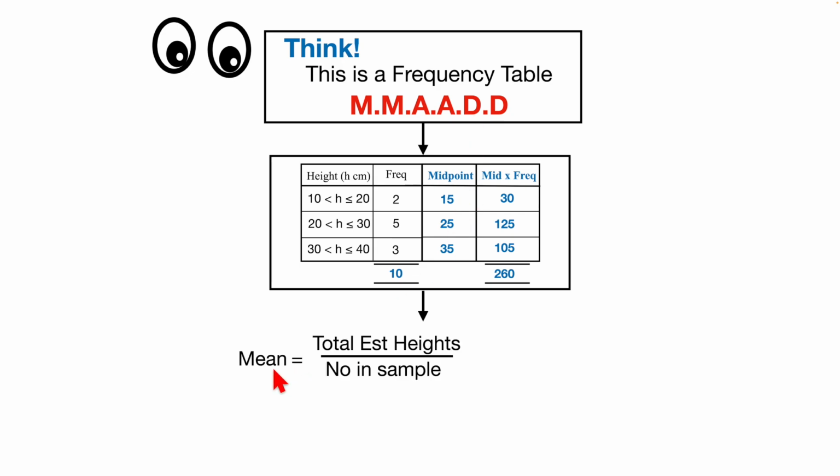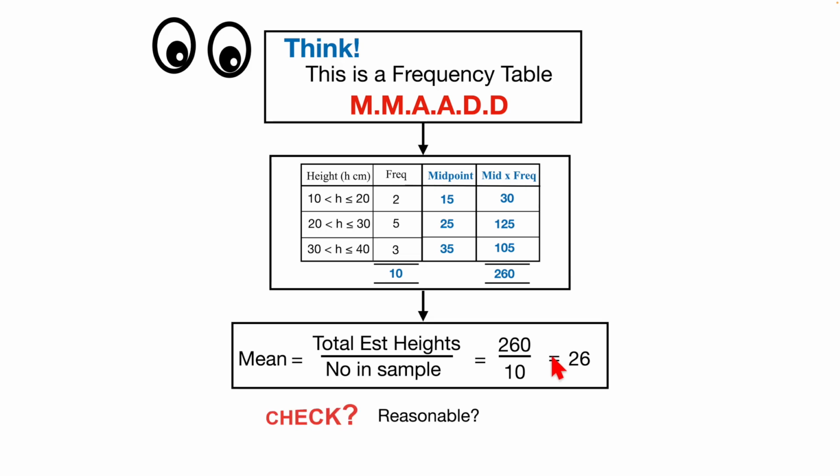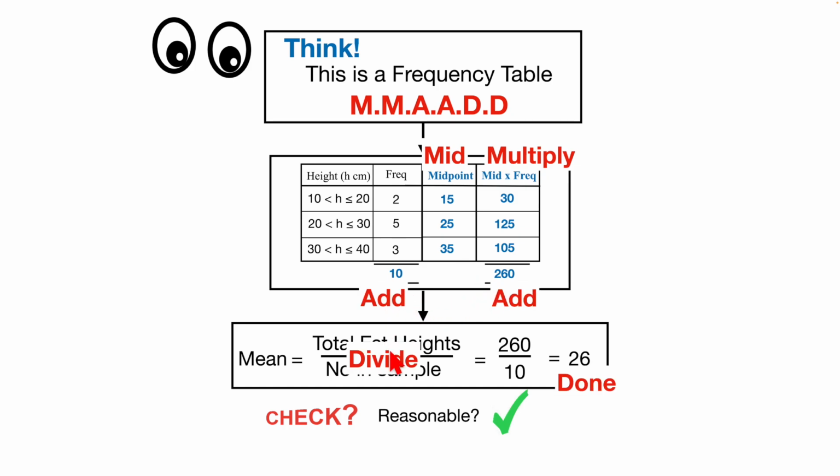So we move on. Mean equals total estimated height, divided by number in sample, is 260 divided by 10 equals 26. Excellent. And that's done. We'll have a little check and everything like that, but that's going to be right. So to summarise, midpoint, multiply, add, and divide. Then it's done.